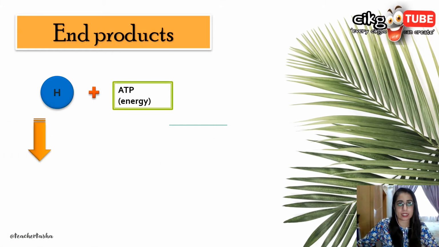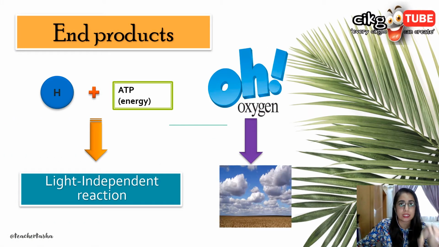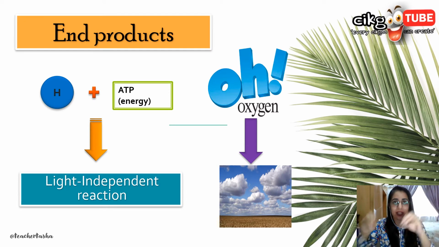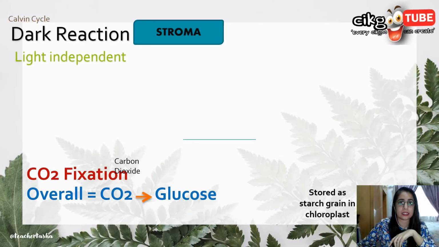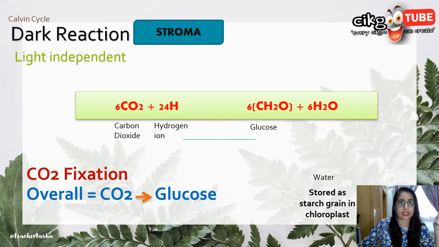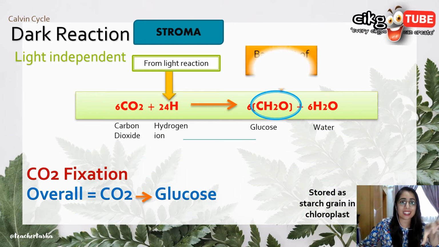Now the end products here. Oxygen is released into the atmosphere and is used for cellular respiration. The ATP molecules provide the energy while the hydrogen atoms provide reducing power for the dark reaction, meaning the light independent reaction which takes place in the stroma. So now let's look at the light independent reaction which occurs in the stroma.